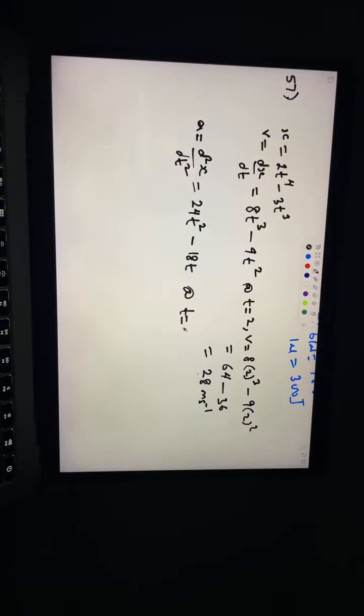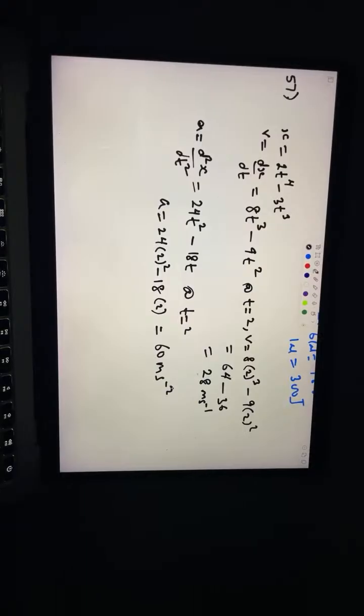Now at t equals 2, the acceleration will be 24 times 2 squared minus 18 times 2. So if we go through that, we have 24 times 2 squared, then minus 18 times 2. When you do that, you have 60 meters per second squared.